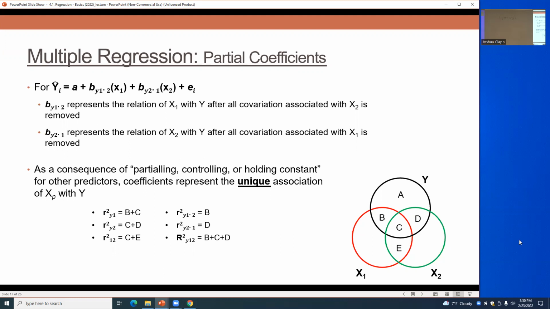Okay, so let's say here we've got a two predictor case. You all have seen Venn diagrams drawn on the board before. Here it's just kind of formalized. My Y, this black circle, is all the total variability in my outcome, okay?